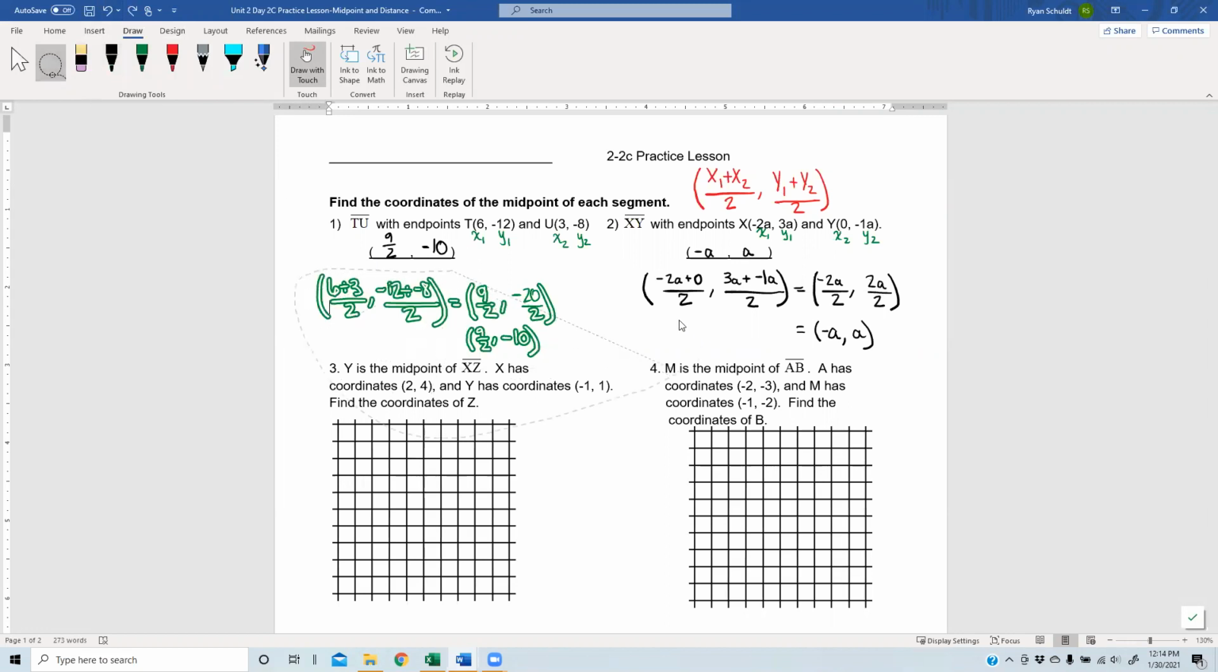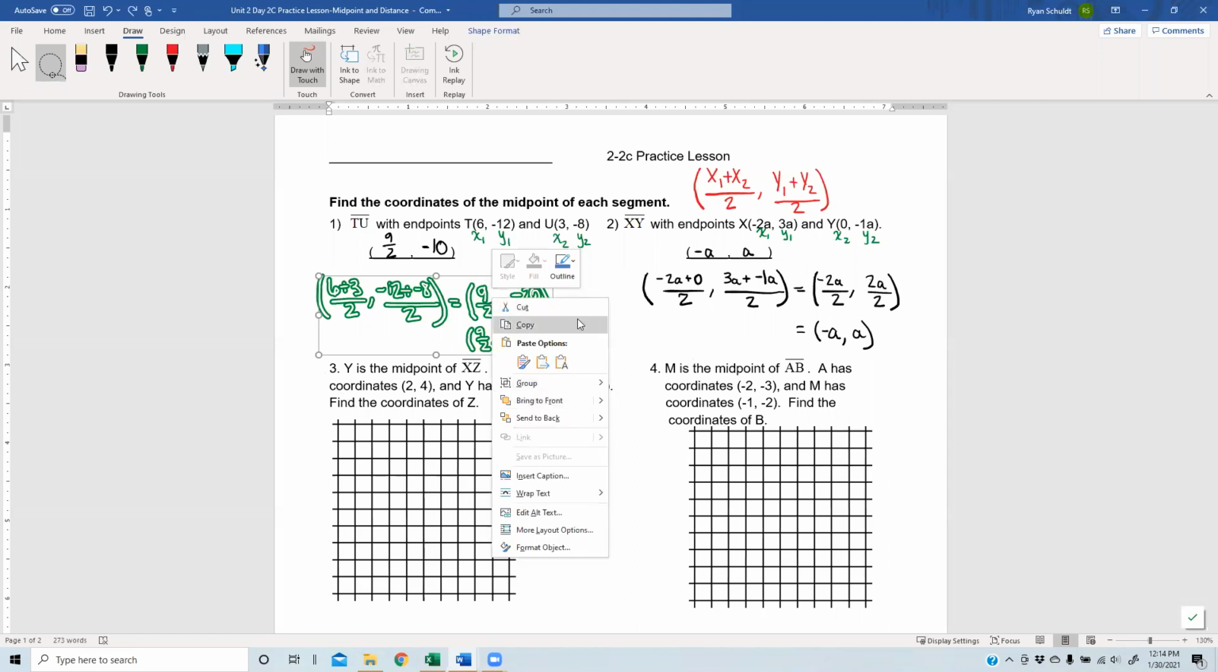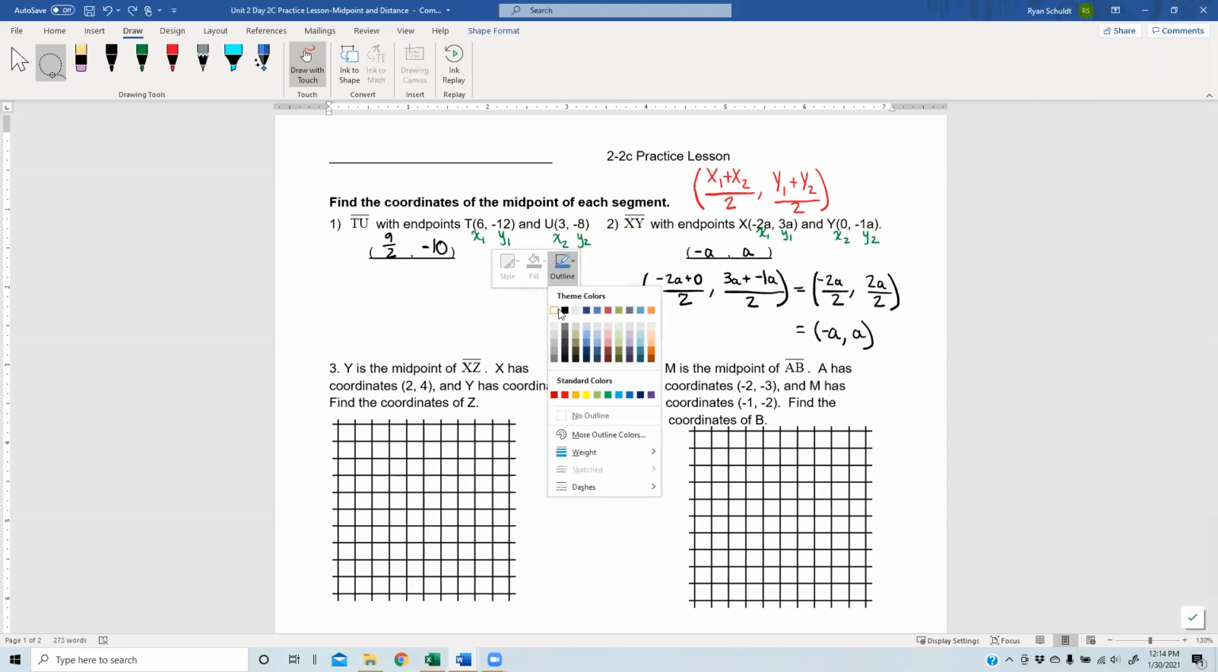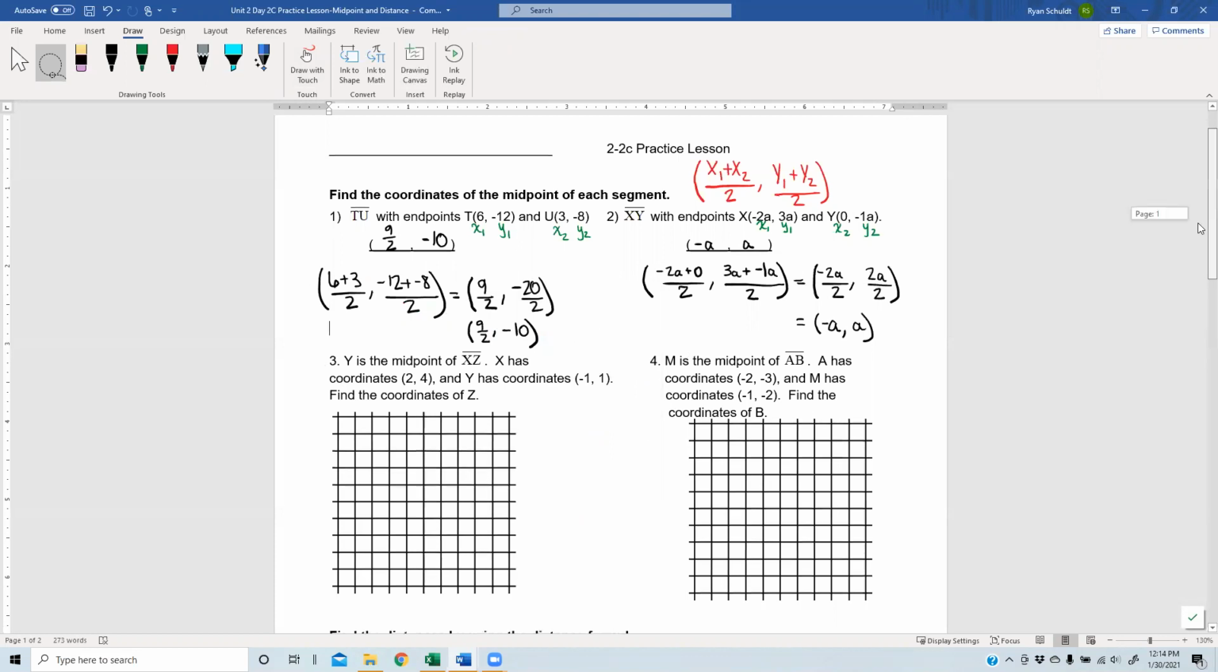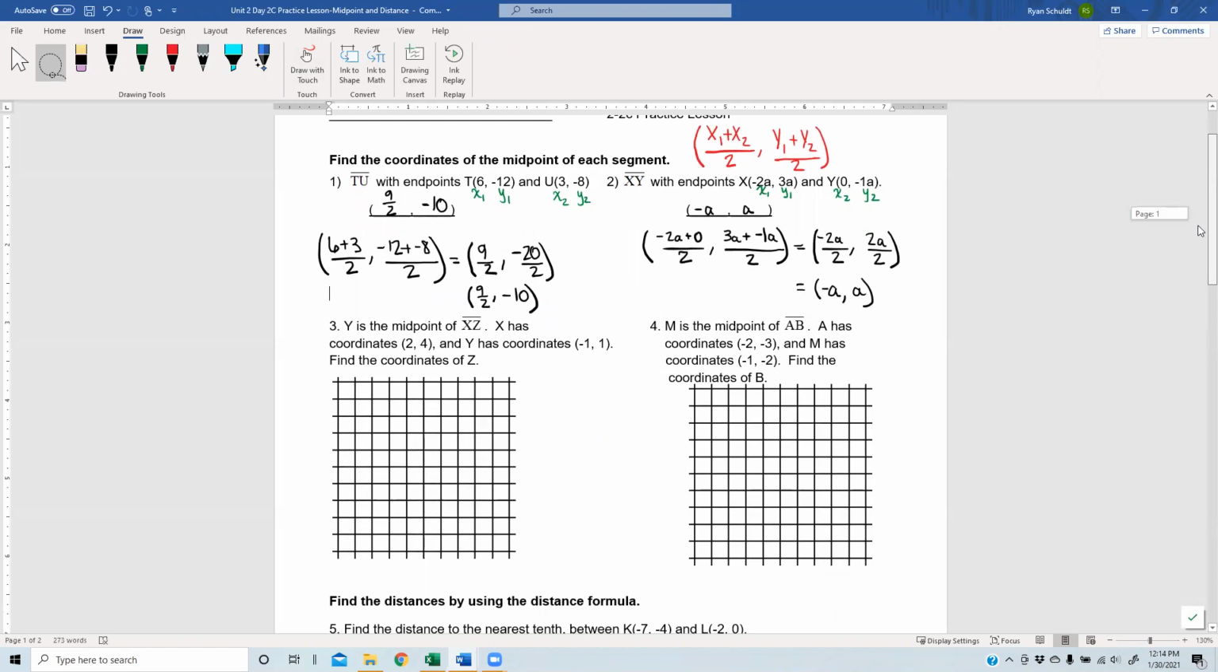Hang on 1 second here. There we go. Okay. So that's just finding midpoint.